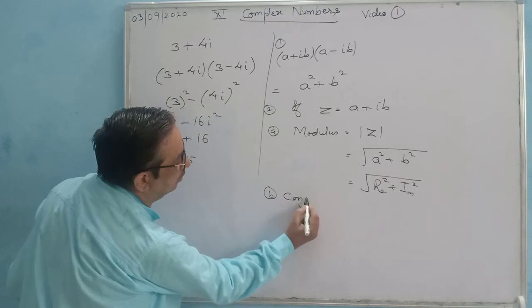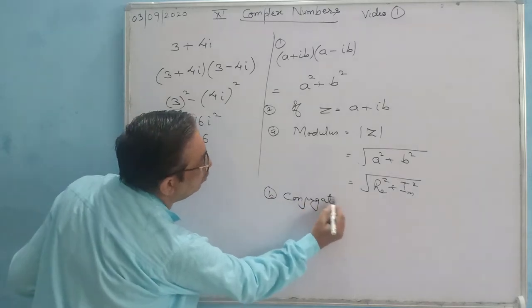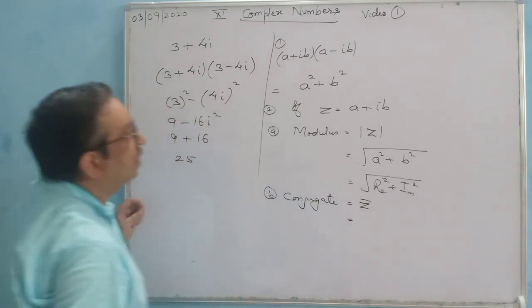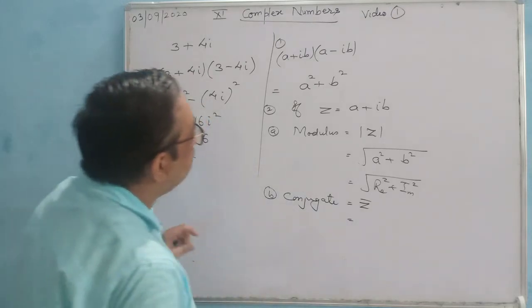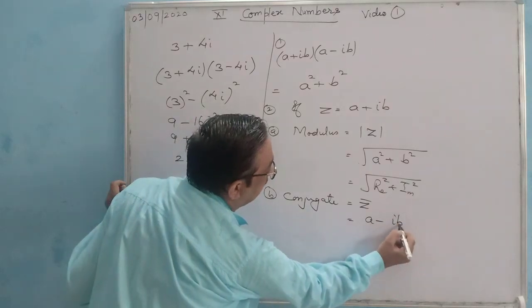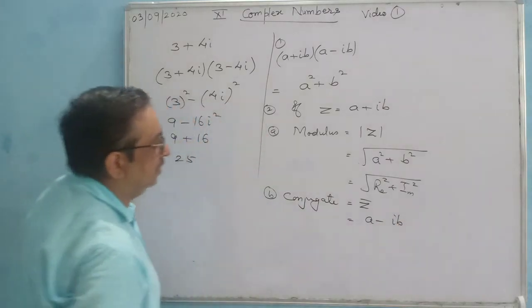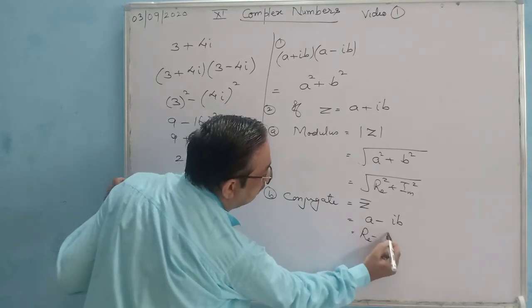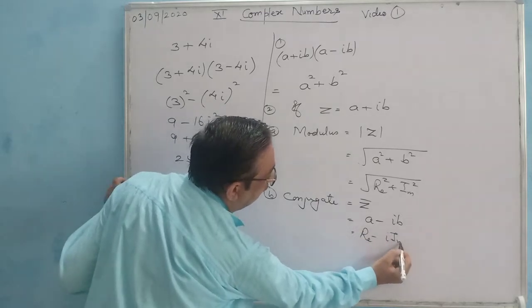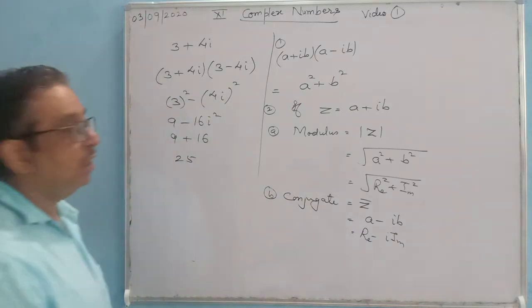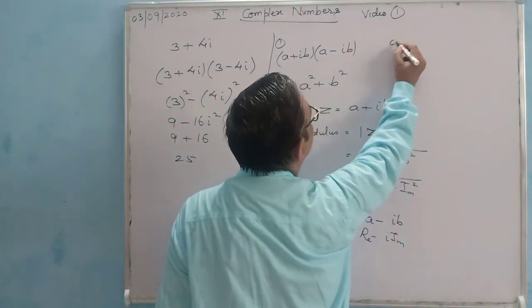Next case is conjugate. Conjugate of z means z bar. Conjugate means the real part stays as it is and the sign of the imaginary part changes. That means the real part stays, and the sign of the imaginary part is reversed. This is the conjugate.